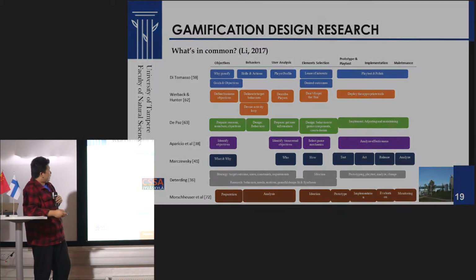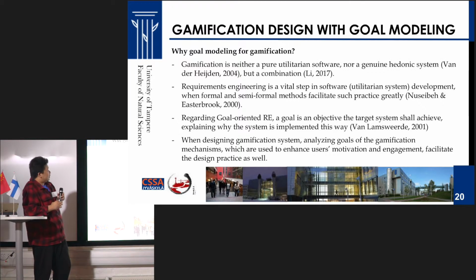So what I do in my publication is we use goal modeling from software engineering theory. Why do we use goal modeling? Because we want to motivate people. When you want to motivate people, you have to know what the goal of the people is, what they want to achieve. Then you will know, I want to motivate you toward this goal, so we can motivate you that way.